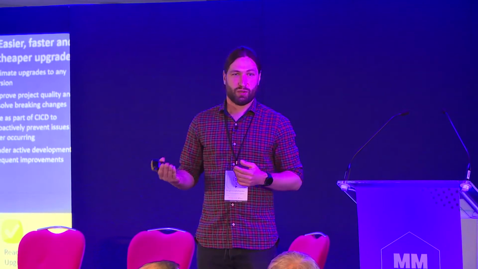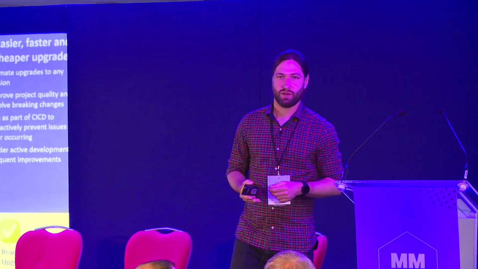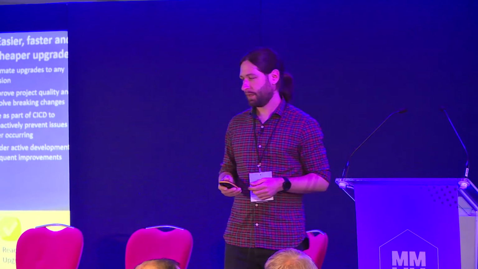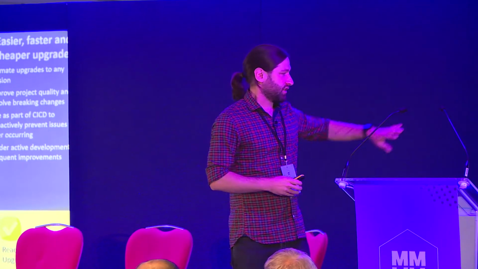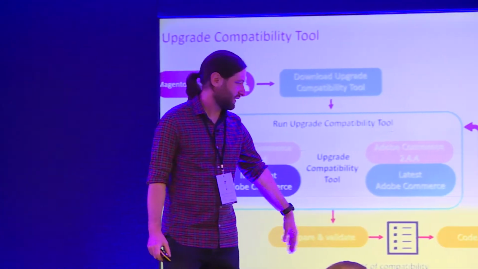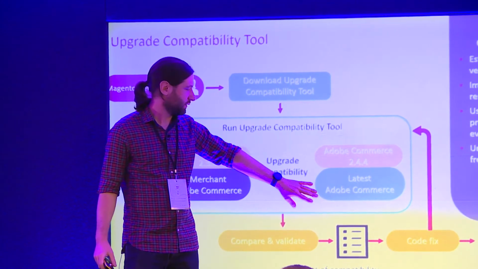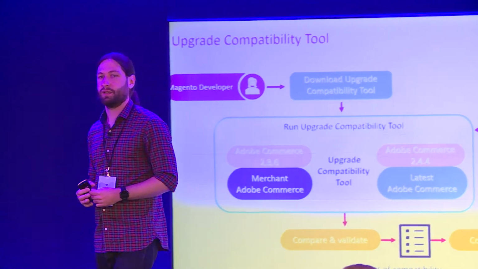Also, the compatibility check with upgrade compatibility tool can be released even earlier than the release of the Magento. Actually, that's what happened in 2.4.4. So for 2.4.4, UCT could be executed 1 or 2 weeks earlier than the actual release of 2.4.4 version. And as a result, you get list of issues that once they are fixed, you can say that the project is ready for the upgrade.